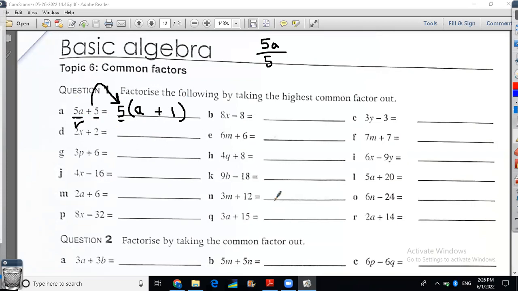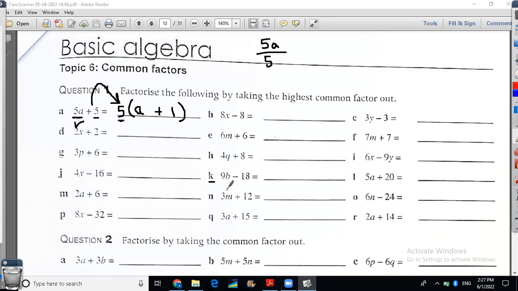Let's look at the question. Which question are we going to look at right now? Let's say question K. Question K says 9b minus 18. Look at the numbers. What is the highest common factor between 9 and negative 18? Someone might say, it's 3, and I would say yes, 3. We can divide 9 and 18 by 3.